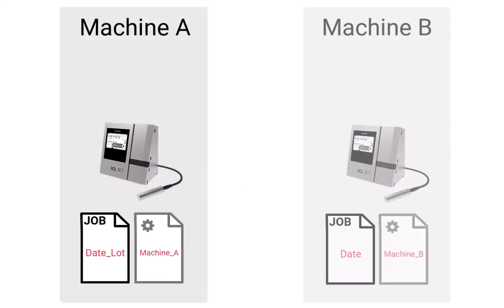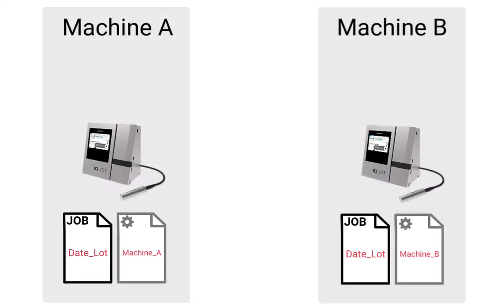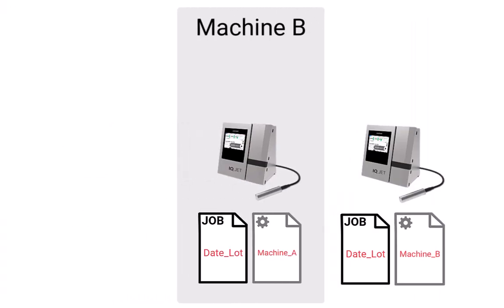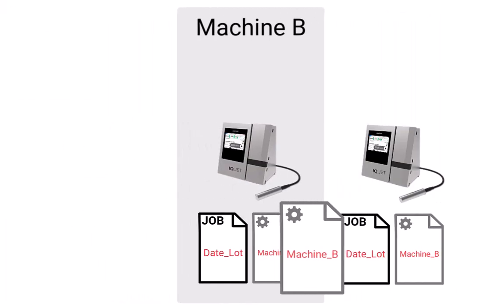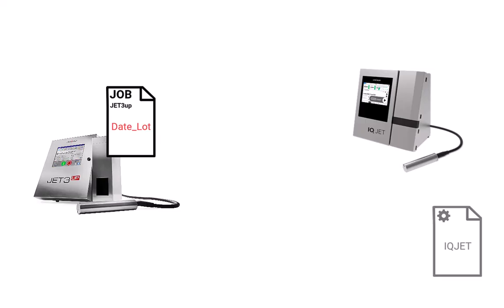If you want to use a print task on another machine, just transfer the job file from one printer to the other. If you want to move a printer with the same print task to another machine, just move the printer to the other machine and transfer the file with the machine settings from the printer previously used to this printer. You can use your existing jobs for your new IQJET printer.